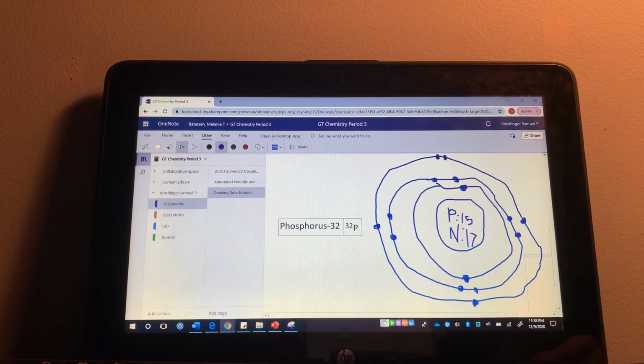And so we looked at our period, we saw that there were 3, or we looked at our group and saw there were 3 shells, meaning that we draw 3, and we know that the first 2 are going to fill up, so we can automatically know the first one we're going to draw 2, the second one we're going to draw 8, and we saw it was in period 5, which means that there will be 5 valence electrons, meaning 5 on the outer shell.